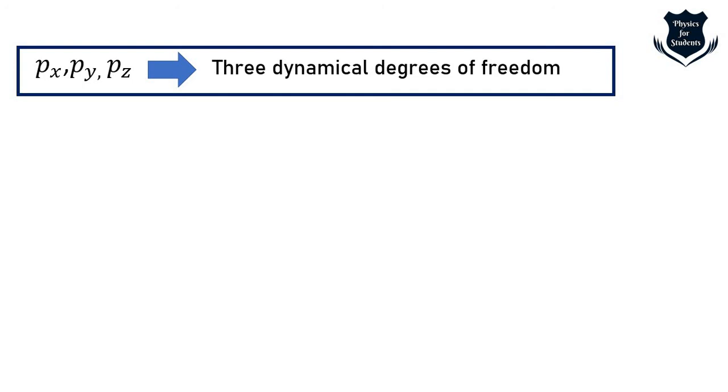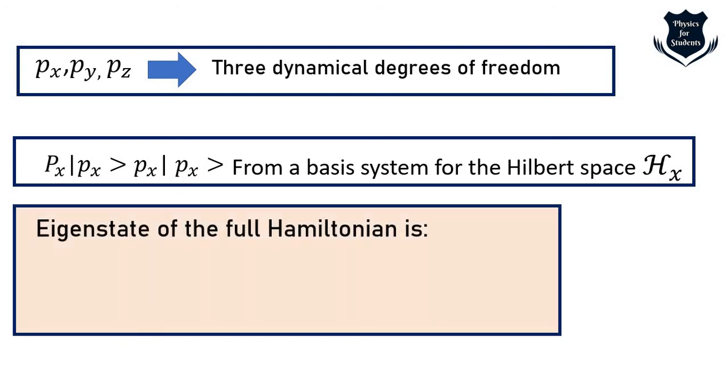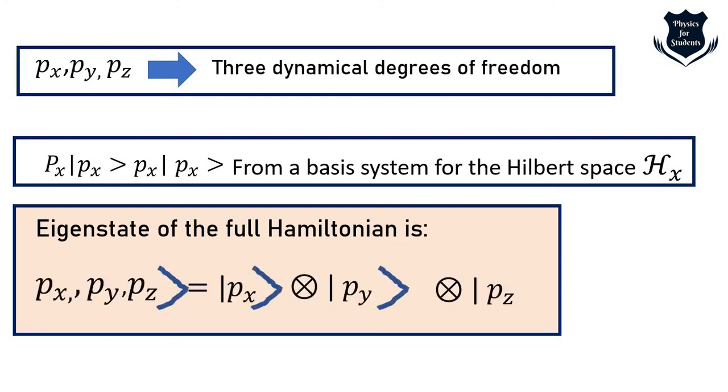So the momentum eigenket is this, which forms the basis of the Hilbert space h sub x. The eigenstate of the full Hamiltonian, if I write it down, is the tensor product of the momentum eigenstates in the x, y and z directions. So the eigenstate of the full Hamiltonian is this. Just note that I have used the bra and ket notation, and I have denoted the bra and the ket by this sign, which I have drawn myself because otherwise it doesn't look good.